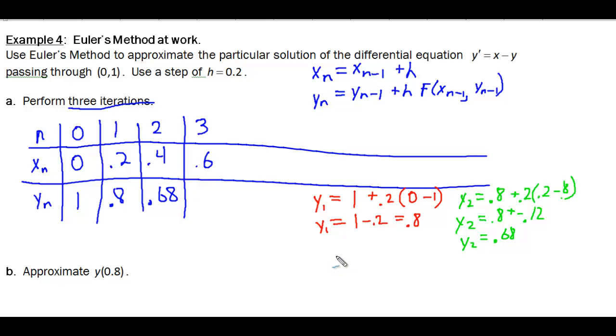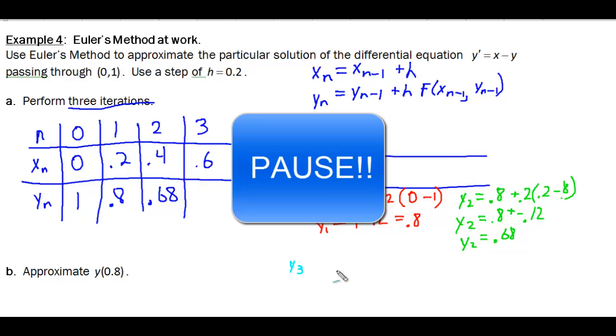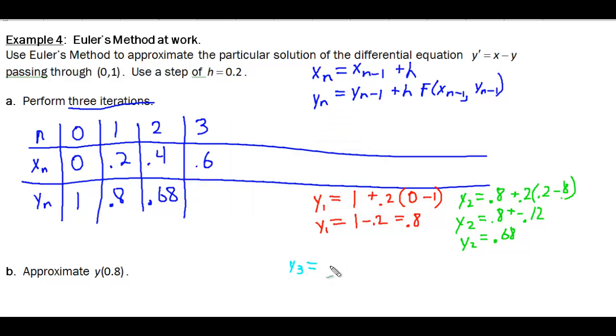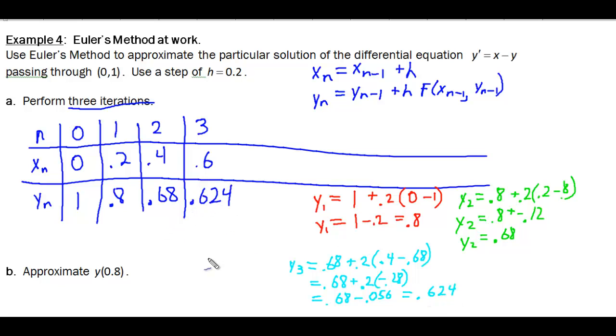All right, let's go to the next step, y3. Why don't you pause the video and see if you can work out y3 properly. Okay. y3 is y2 plus 0.2 times x2, which is 0.4, minus y2, which is 0.68. And so we get 0.68 plus 0.2 times negative 0.28. So that is 0.68 minus 0.056. So we get 0.624. And there we go. There's our 3 iterations.